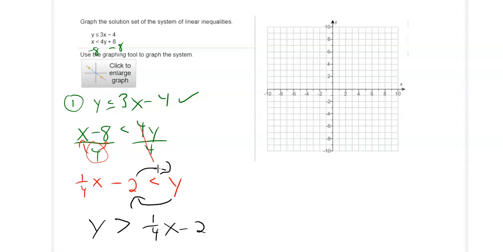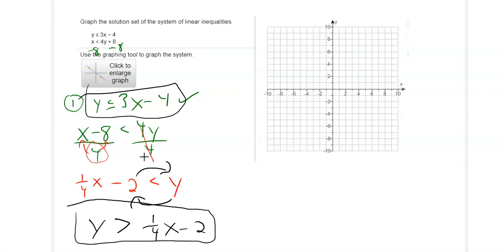So here the mouth is opening up to the y. So when I flip it around, the mouth still needs to open up to the y. So that's why it gets flipped around as well. All right, so here's my second inequality right here. Here's my first one. All right, so that's step one.